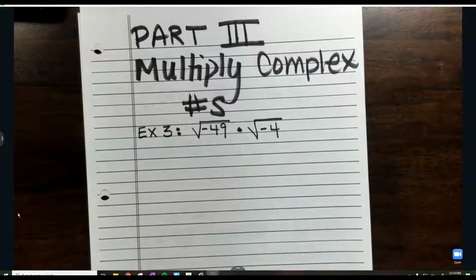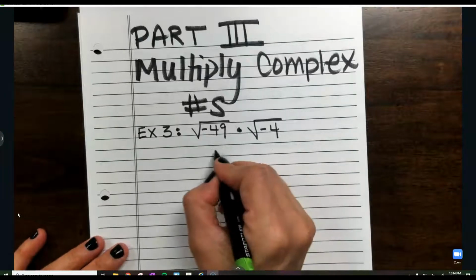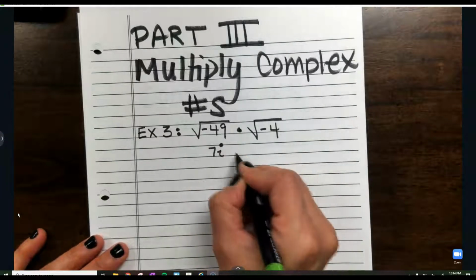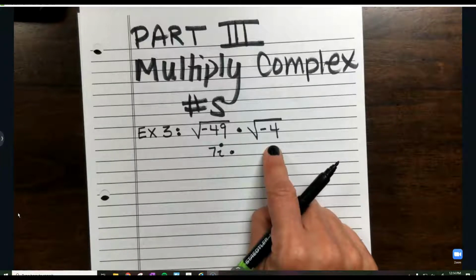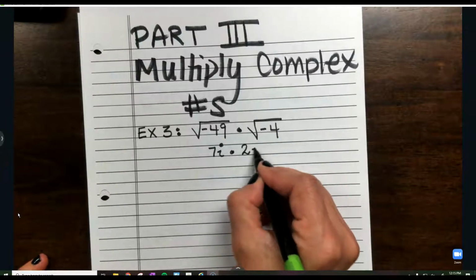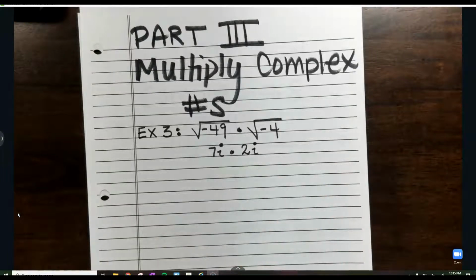So, y'all, 49 is perfect. What's the root of 49? What's the root of negative 49? 7i. Good job. Not negative 7. 7i. So please write 7i times, and the square root of negative 4 is what? 2i. Yeah, well, kind of. So remember, we are multiplying.